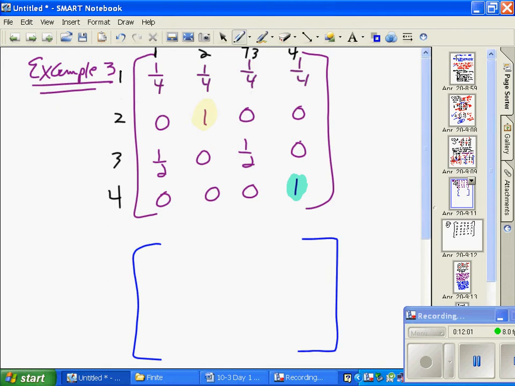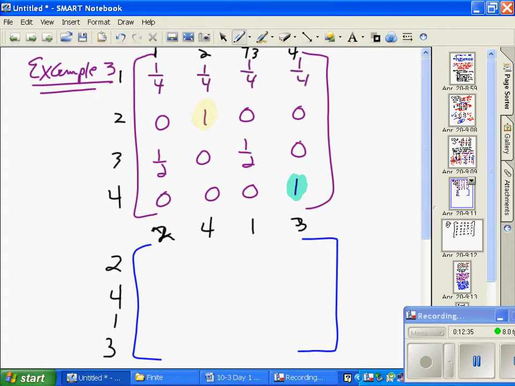So I want to rewrite these. State 2 would be absorbing, so I'm going to put a 2 up here. Row 2, column 2. My other absorbing state was 4. So I'm going to put the 4s next. So I go 2, 4 along the top row and along the left column. Now the other 2 non-absorbing states, what row and column are left? 1 and 3. I'm going to put those in numerical order, 1 and 3.